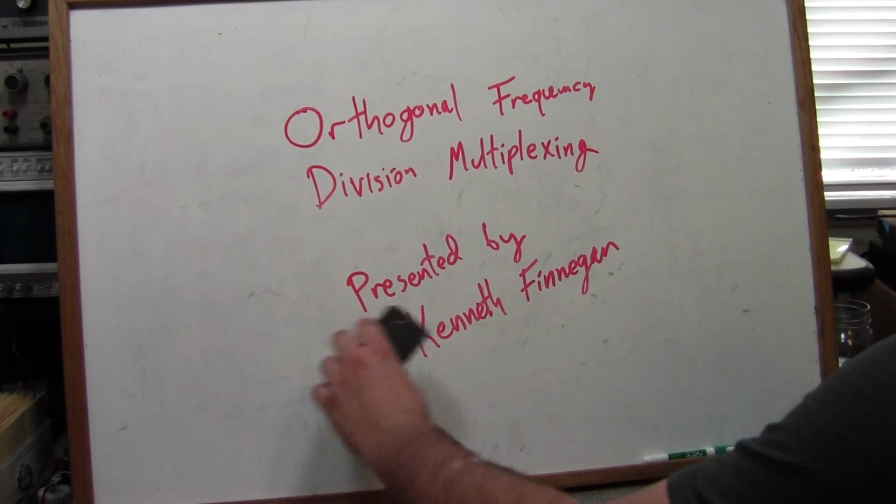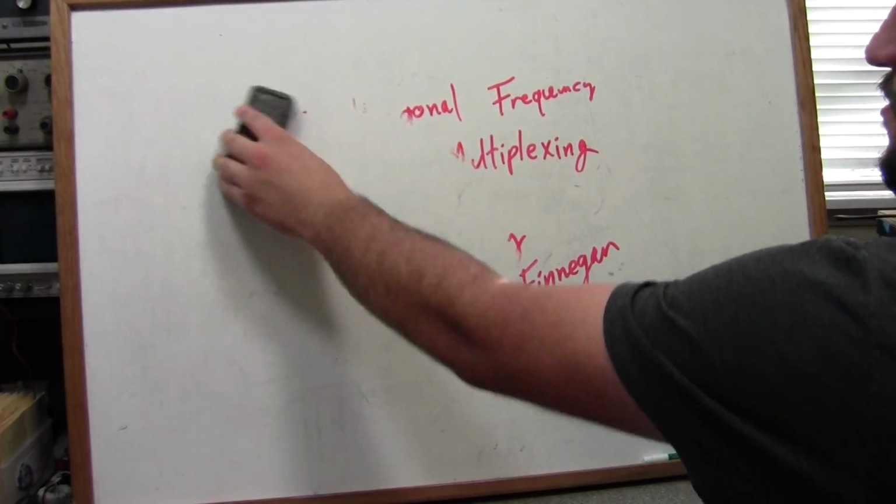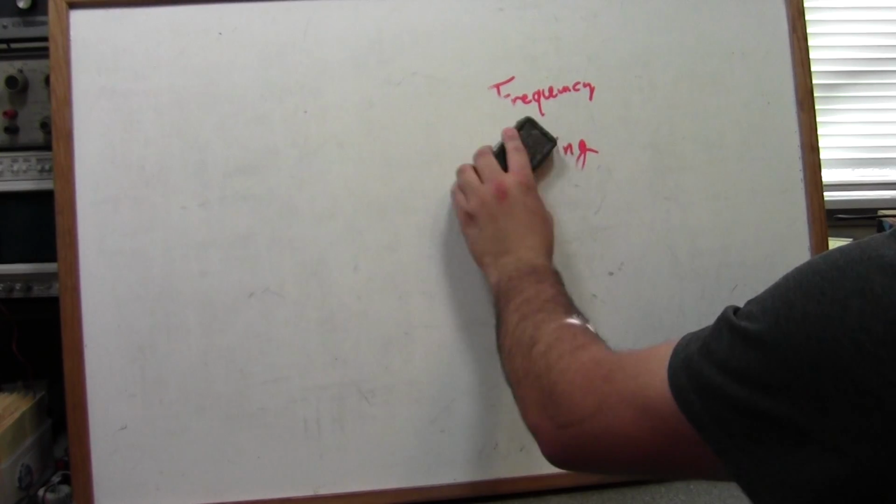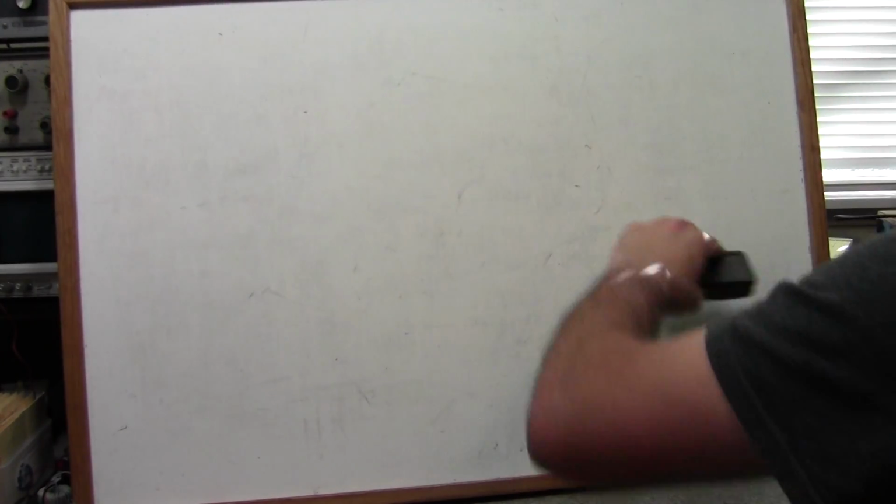Orthogonal frequency division multiplexing is a multiple access modulation scheme used to allow multiple stations or one station to share a limited amount of bandwidth.